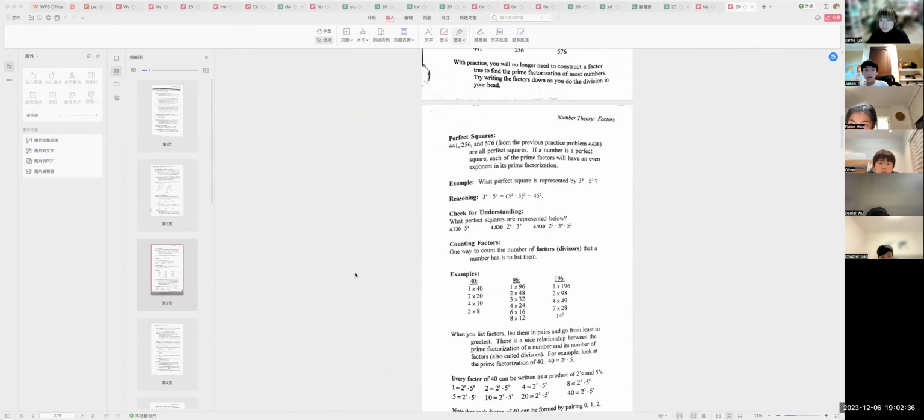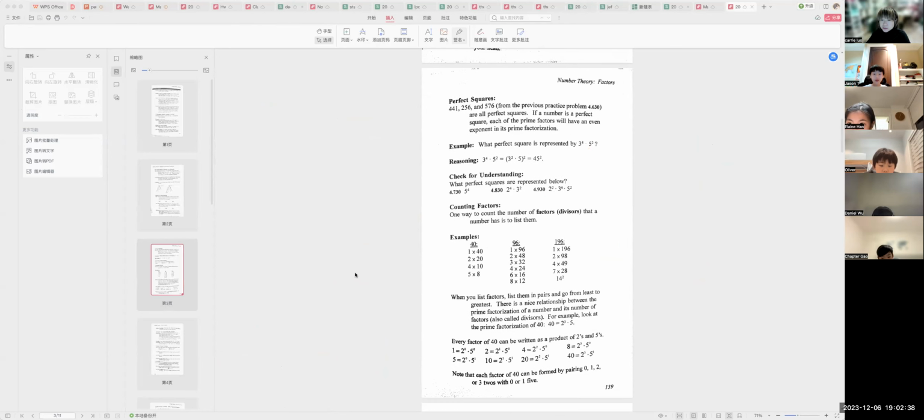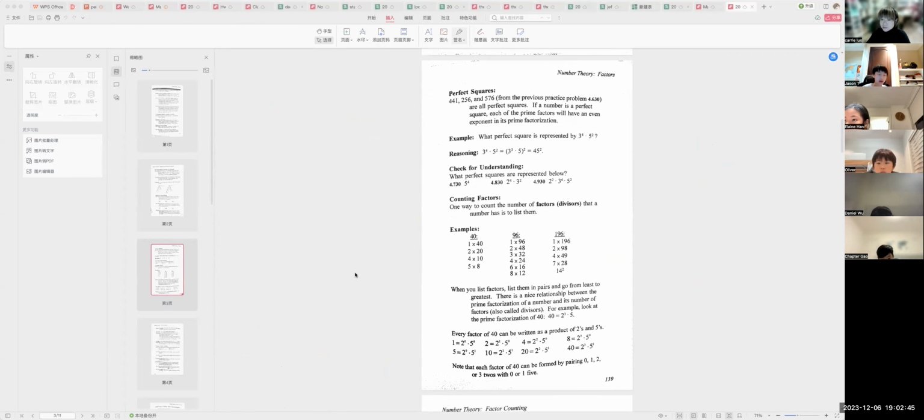Okay, so counting the factors. One way to count the number of factors that a number has is to list them, right? So 40 has 8 factors and 96 has 12 factors and 196 has 9 factors. But remember, everybody, the factors can be counted another way. When you list the factors, list them in pairs and go from least to greatest. There's a nice relationship between the prime factorization of the number and its number of factors.